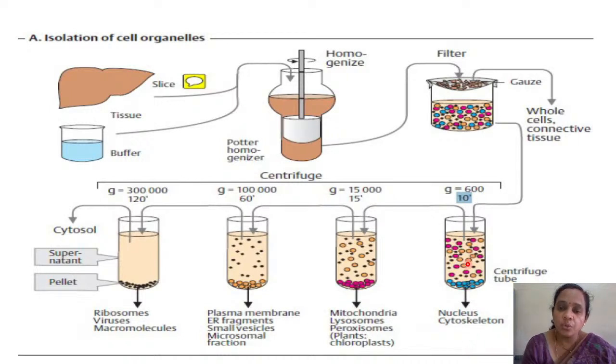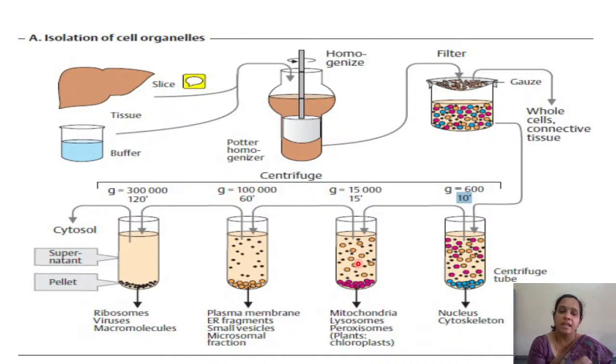In the next step, you remove the supernatant and place it into another test tube. The sediment that is formed below will have the nucleus and cytoskeleton, and in the second step you will use the supernatant. Once again you centrifuge it, and this time centrifugation is done at 15,000 rpm for 15 minutes.